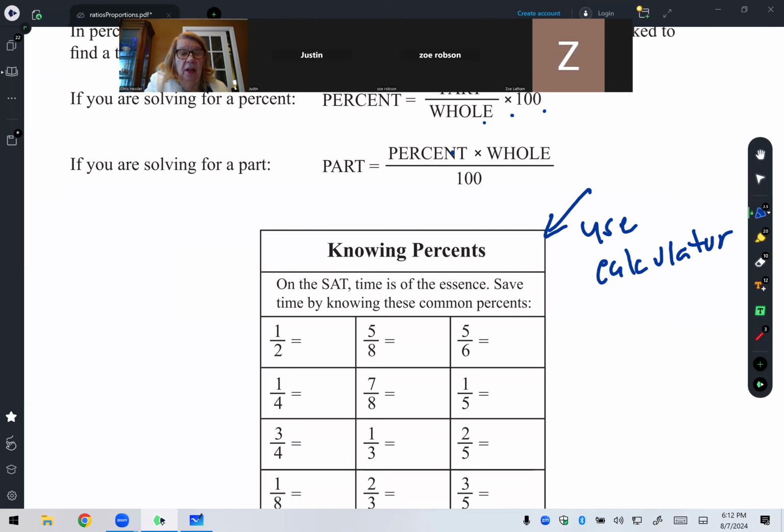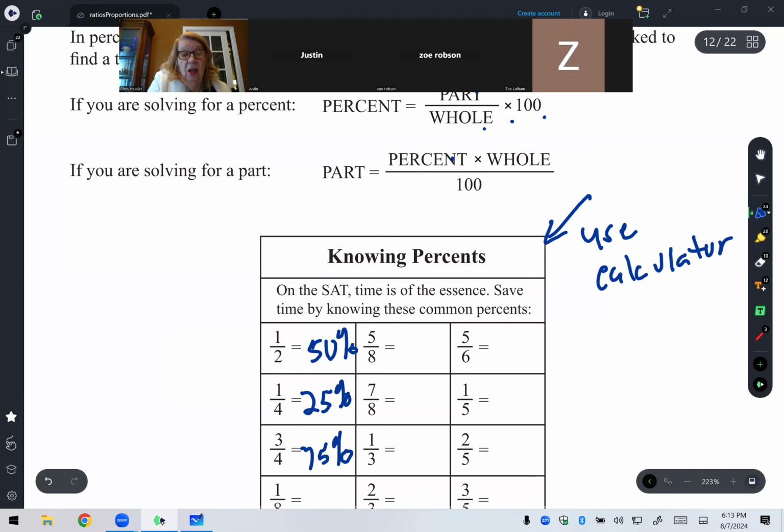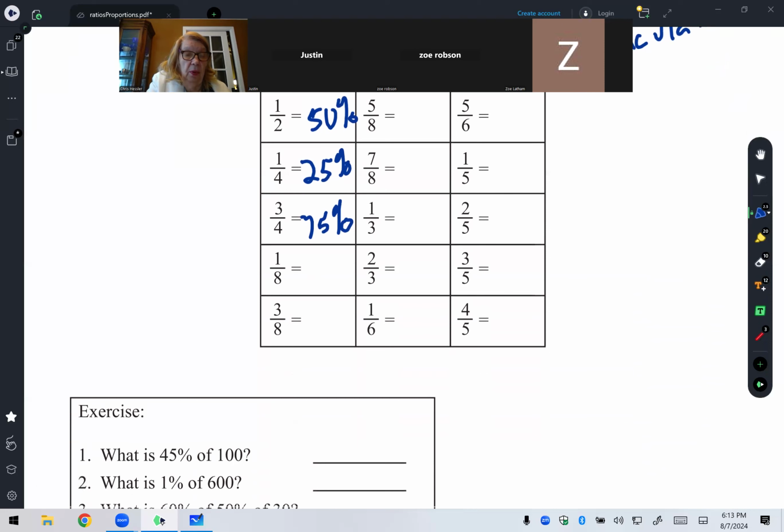You could use your calculator here. So 1/2 would be 50%. I know this is strange, but this is on both tests. And so I'm not going to fill these all in because you could just use your calculator. So let's go down to do the example.